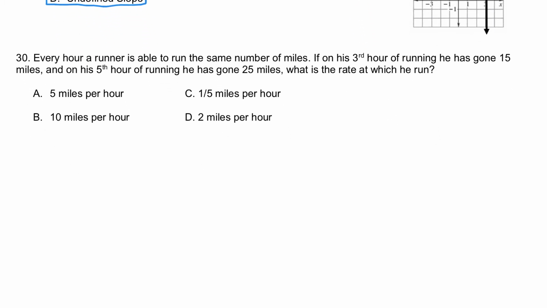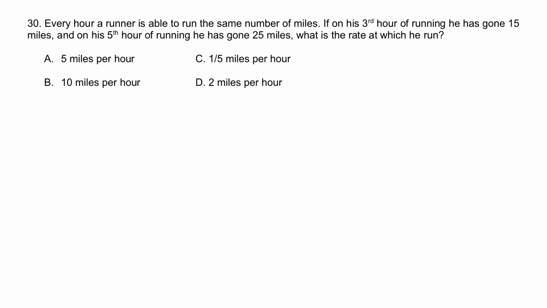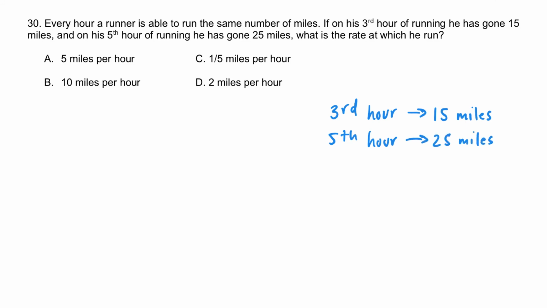All right, 30. Every hour a runner is able to run the same number of miles. In the third hour of running, he has gone 15 miles, so he's 15 miles from where he started. And in his fifth hour, he's gone 25 miles from where he started at hour 0. What is the rate at which he runs?